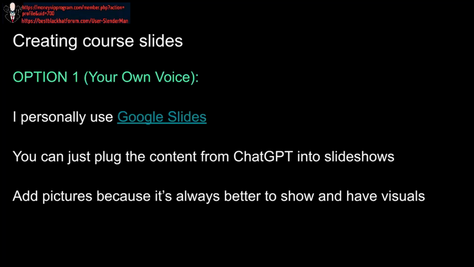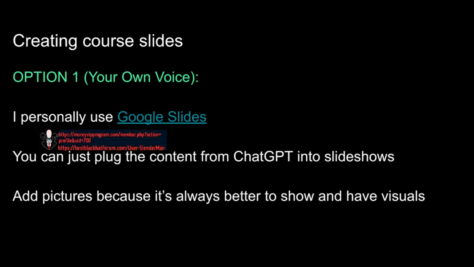All right, guys, now we're going to go over how to actually turn this into a real video. So option 1 is using your own voice, which is what I'm doing right now. That's perfect to use Google Slides. You will have to go into ChatGPT and plug the content in again, the video script, and give it a prompt to make it into a slideshow. Then you can make a slideshow manually on Google Slides and put pictures and visuals in it, and so on and so forth.